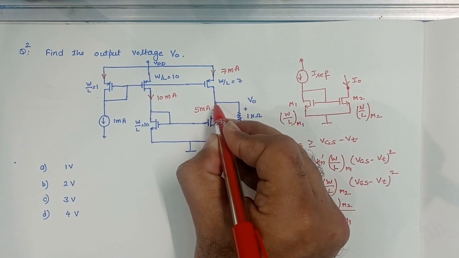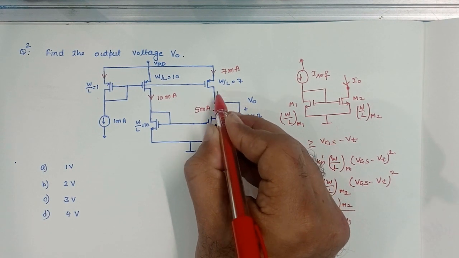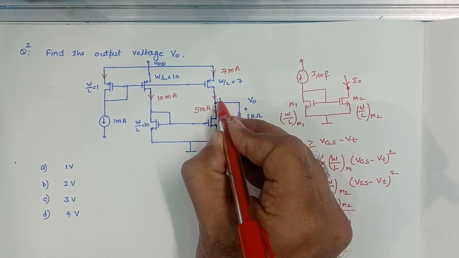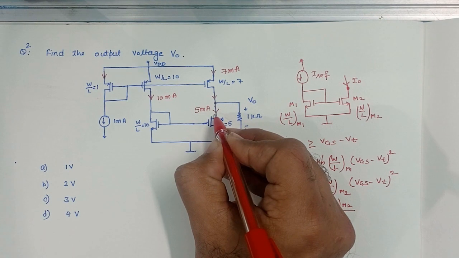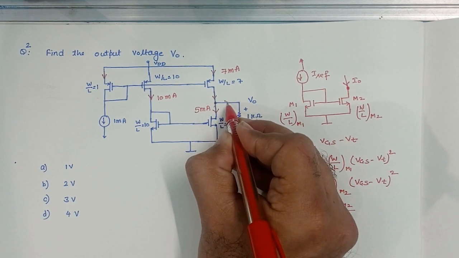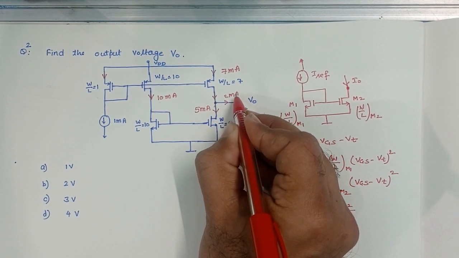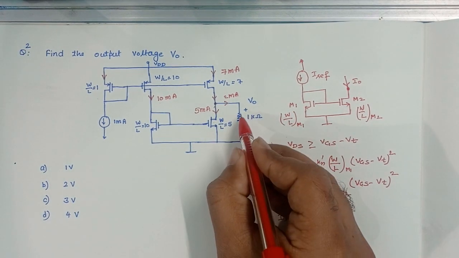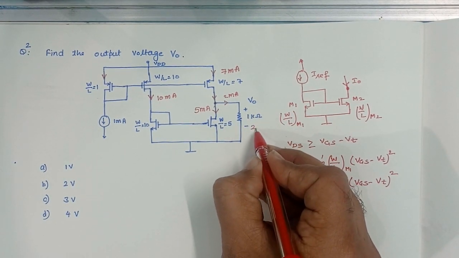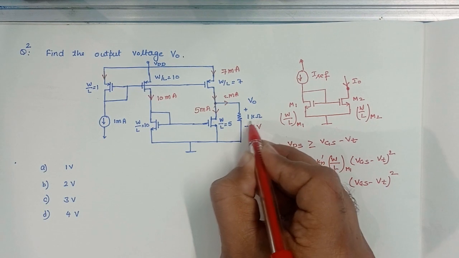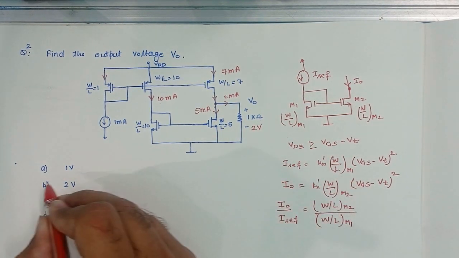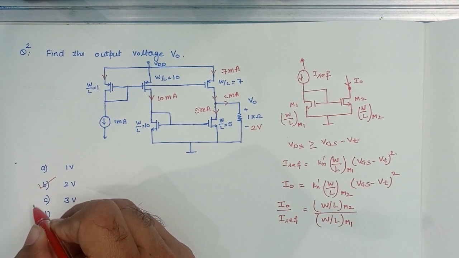Now apply KCL at this node. The incoming current is 7 milliampere, the outgoing current is 5 milliampere. Here 2 milliampere current will go in this branch and make a voltage drop of 2 volt across this 1 kilo ohm resistance. So option B is correct.